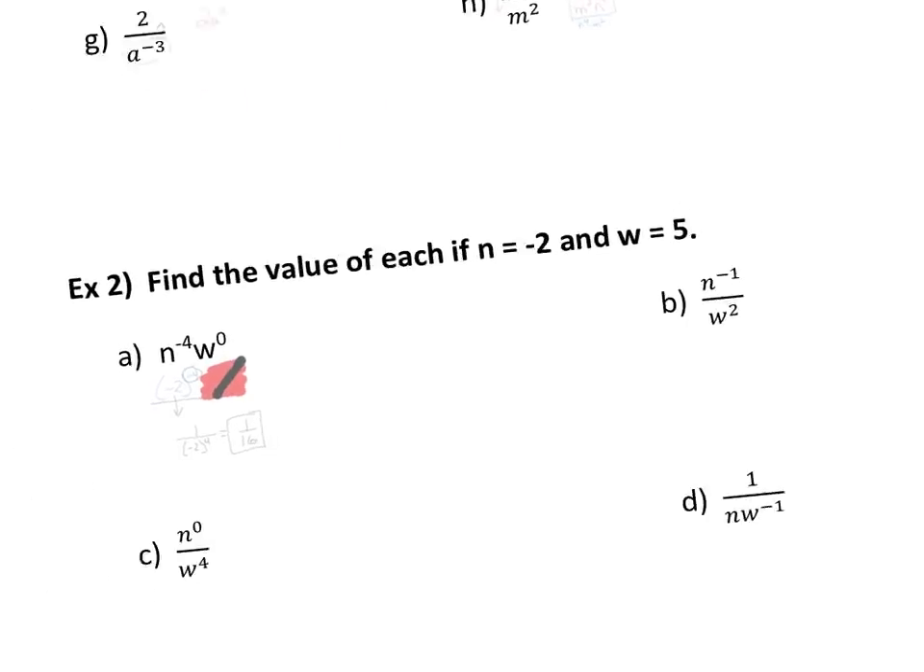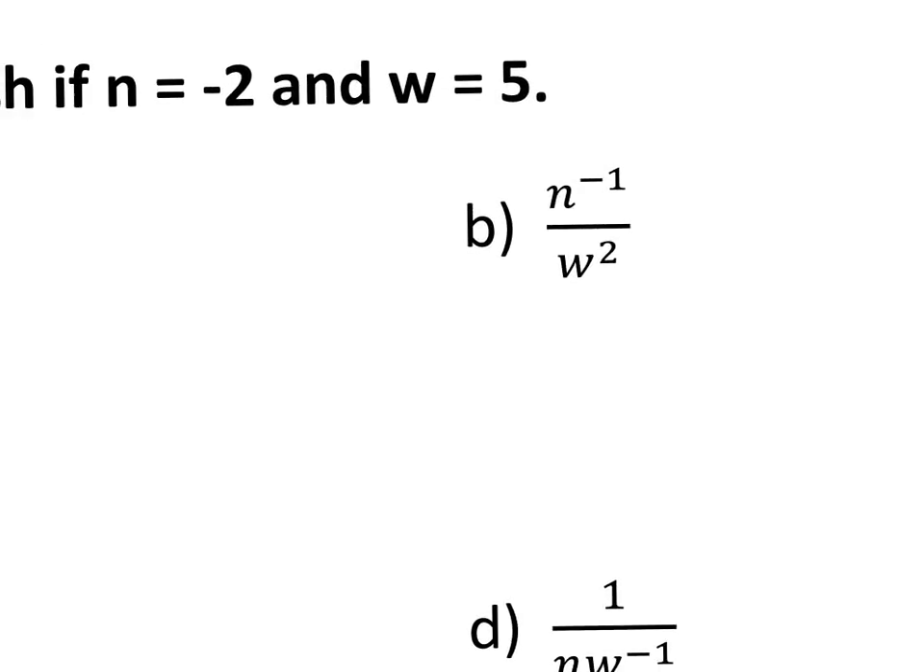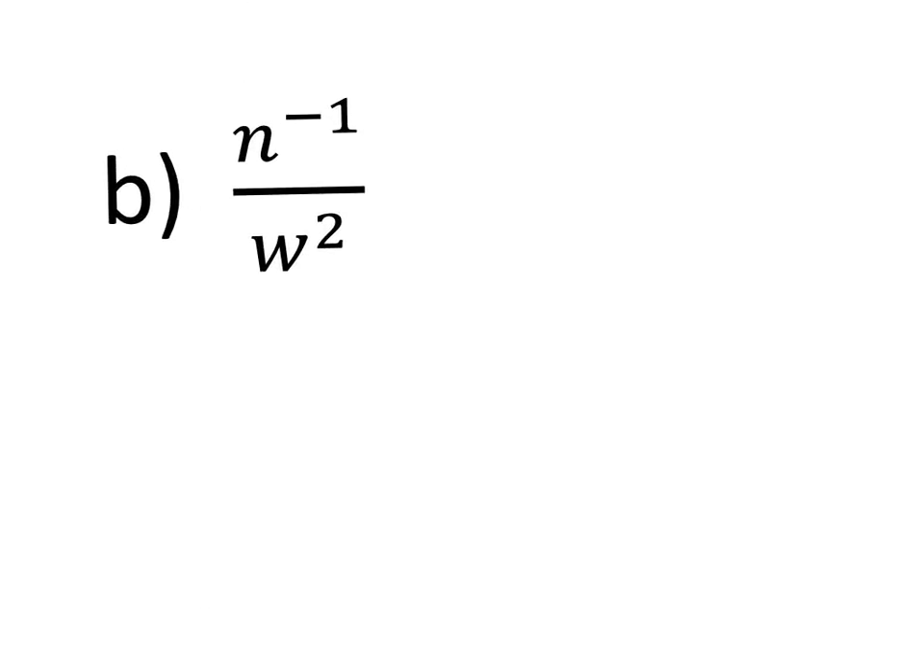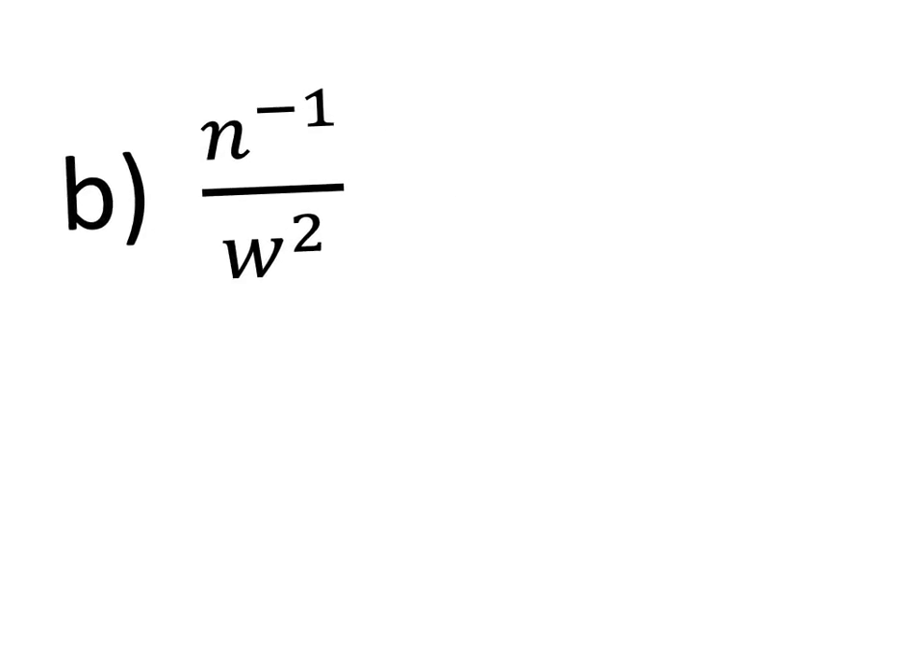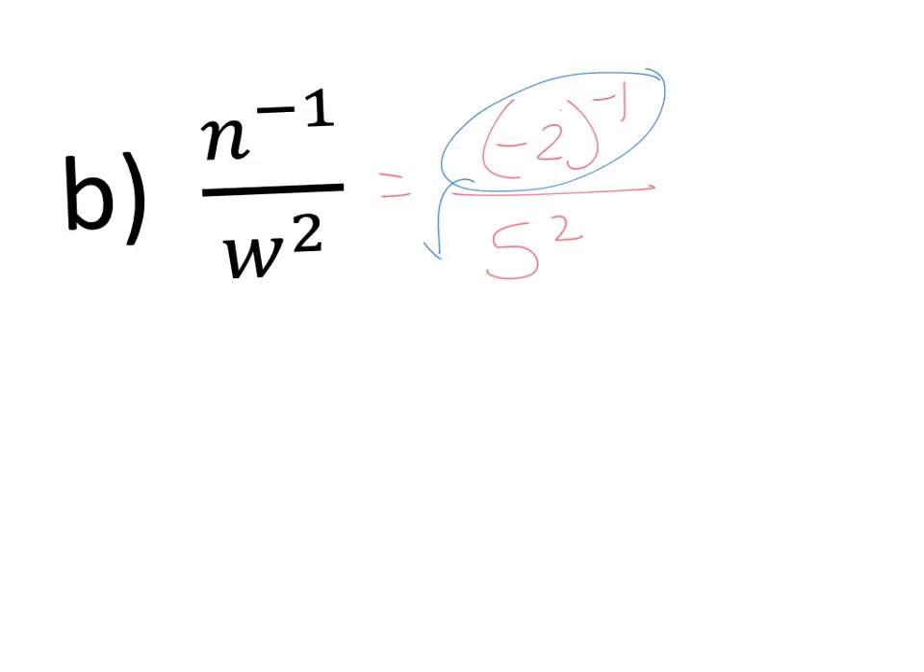Okay, all right, let's try the next one here. So we're going to do, I got the numbers. Okay, negative 2 to the negative 1 over 5 squared. Now again, I have a negative exponent right here, so that means this entire top part is going to drop down.